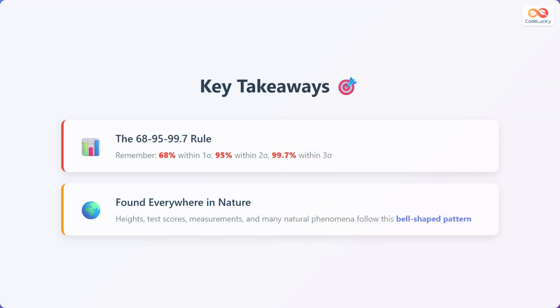Here are the key takeaways from our discussion on the normal distribution. Remember the 68, 95, 99.7 rule. 68% of the data falls within one standard deviation, 95% within two standard deviations, and 99.7% within three standard deviations. Also, recognize that the normal distribution is found everywhere in nature, from heights and test scores to various measurements and natural phenomena, all following this bell-shaped pattern.